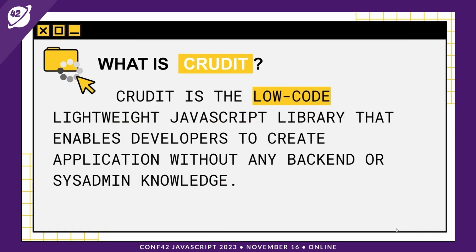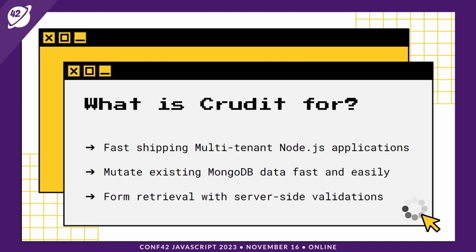Crudit is a JavaScript library that, in a low-code, cloudless environment, can enable developers to create applications focusing on the front end, focusing on the experience the user will have, without thinking a lot about the backend or the sysadmin knowledge. What is Crudit for? Crudit can be used in a wide variety of projects. You can use Crudit for fast shipping of multi-tenant applications.